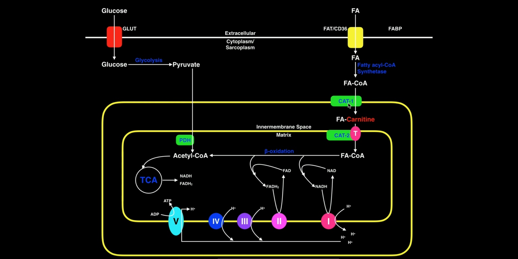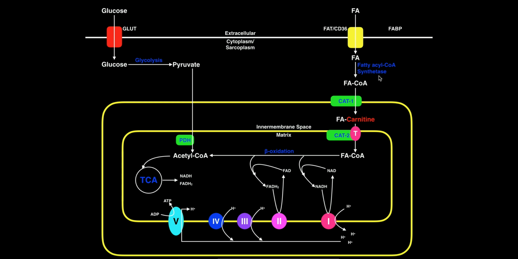The reason that sometimes they'll use CPT for carnitine palmitoyl transferase is palmitoyl is for palmitate or palmitic acid, which is the most common fatty acid. 16 carbons is the most common fatty acid, so you just call it that way. But this enzyme will do this with any length fatty acid. And so carnitine acyl transferase 1 is going to take this fatty acyl-CoA from the sarcoplasm, and it's going to convert it into a fatty acyl carnitine.